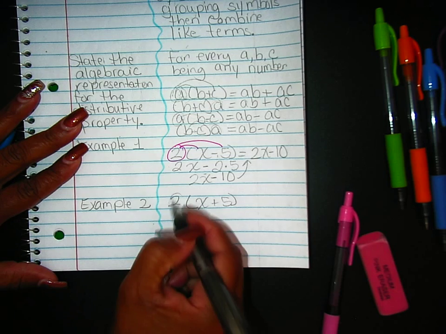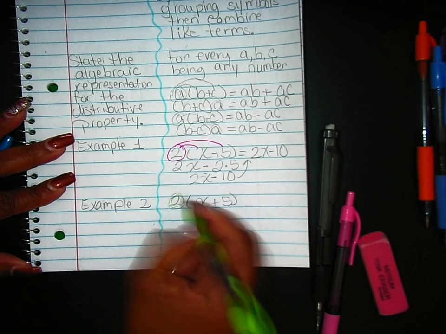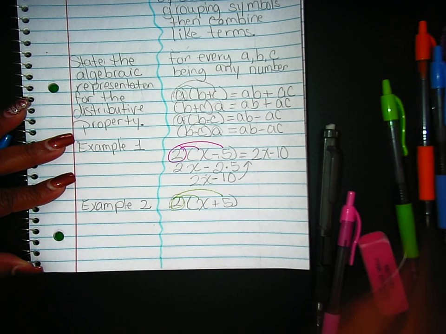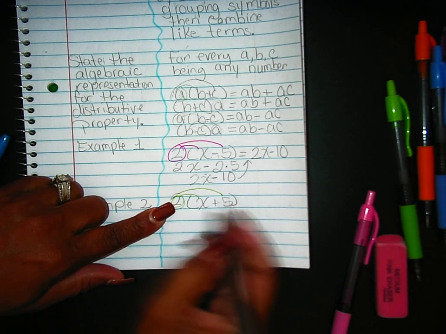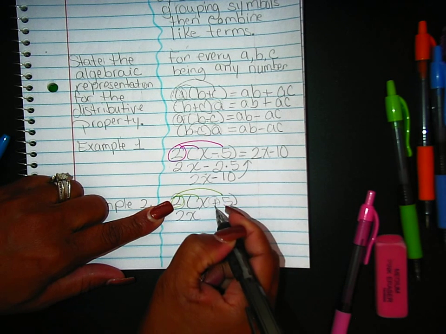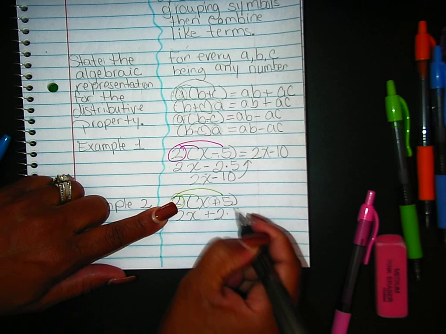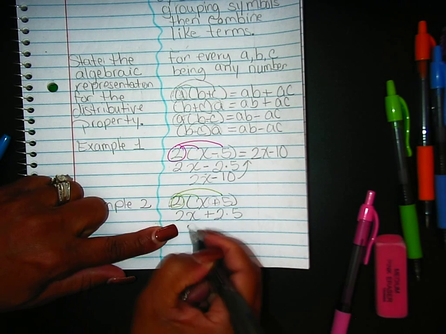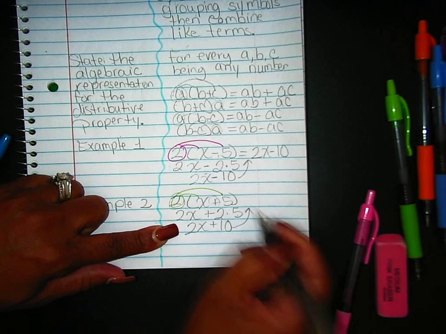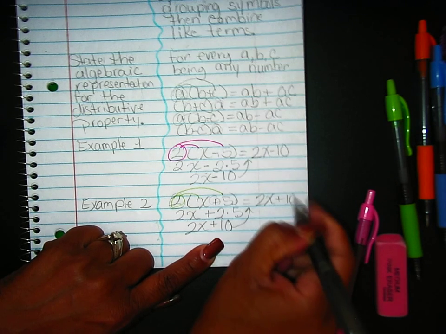So I'm going to distribute the 2 amongst the sum of x and 5, making sure that I multiply by each term within the parentheses. So I have 2 times x plus, since there's a plus in between x and 5, bring the plus here. Then I say 2 times 5. So I end up with 2x plus the product of 2 and 5, which is 10.